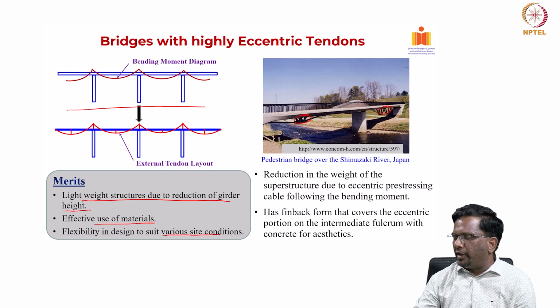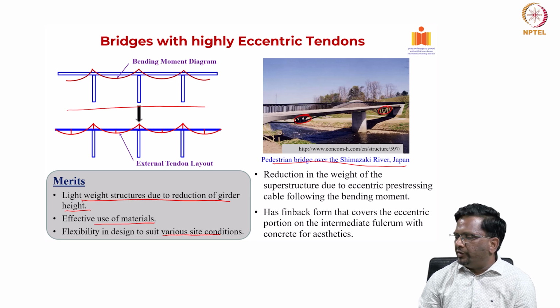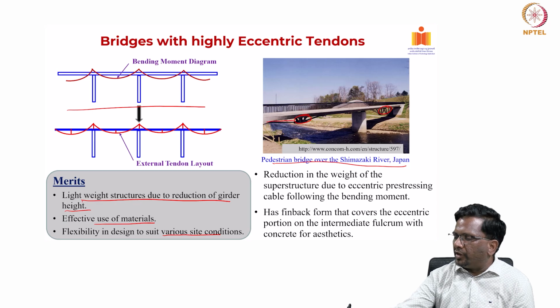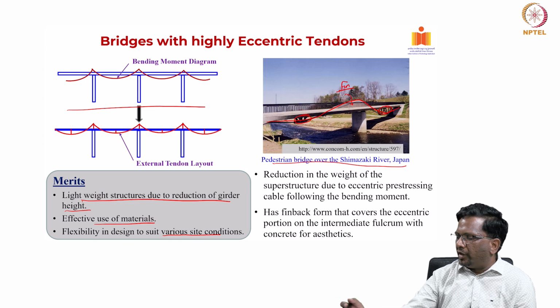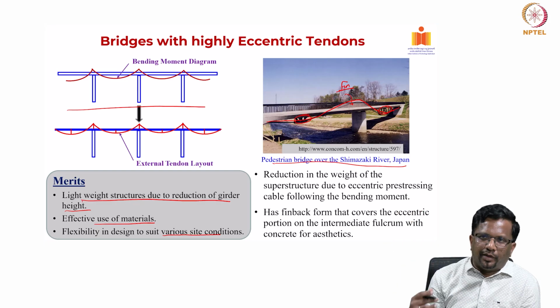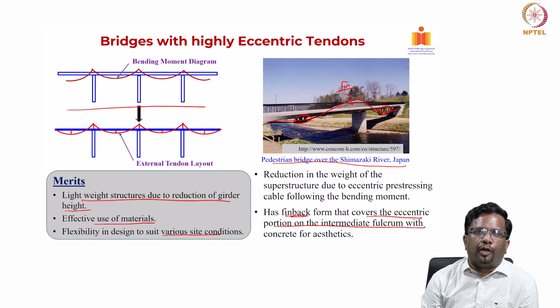For example, this is one nice pedestrian bridge they have built over the Shimazaki river in Japan, and you can see a very elegant design. It is a 2-span continuous system, and you see the cable profile is outside the section, and then they have created a nice fin to make it aesthetically pleasing. With this kind of design, they were able to reduce the weight of the superstructure by going for highly eccentric tendons, and the fin basically covers the eccentricity portion with an intermediate fulcrum to create a more aesthetically appealing pedestrian bridge like what you see here, right.